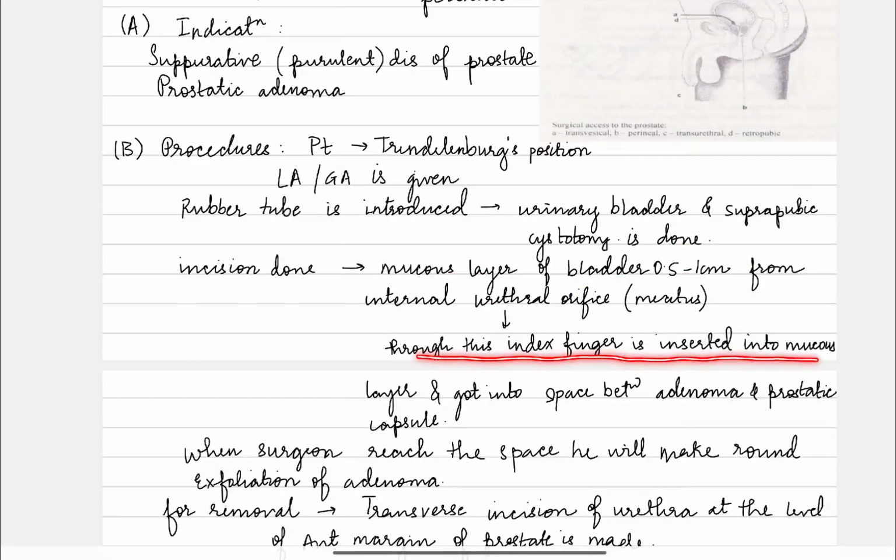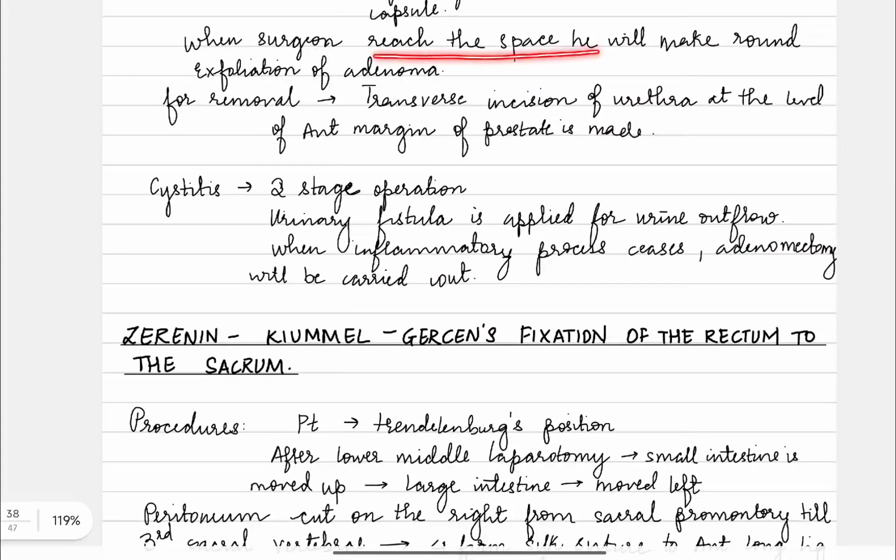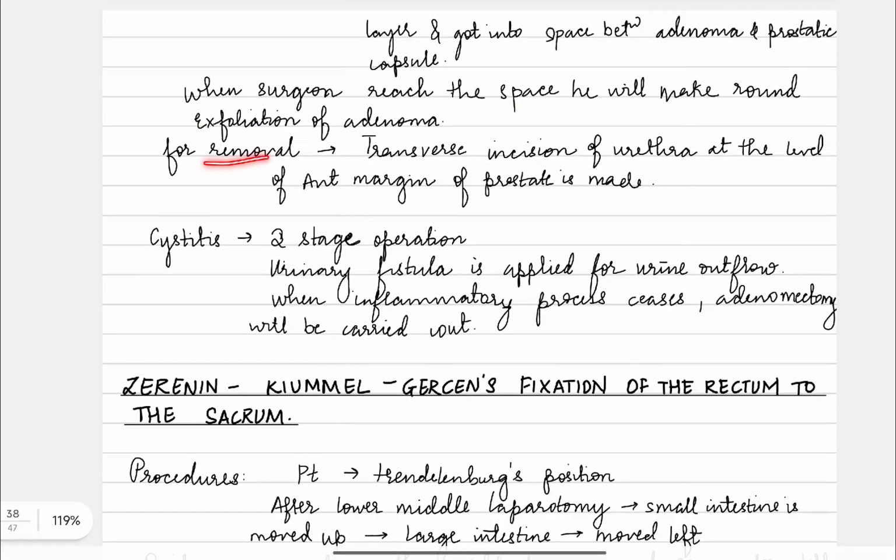Through this, index finger is inserted into the mucous layer and got into the space between adenoma and prostatic capsule. When surgeon reaches the space, he will make round exfoliation of the adenoma. For removal, transverse incision of the urethra at the level of anterior margin of prostate is made.